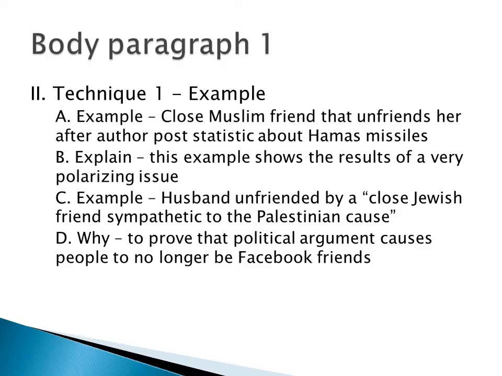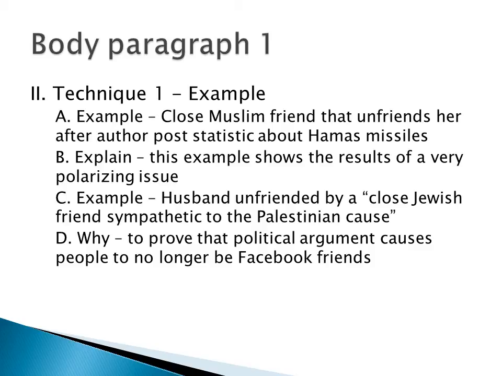Here's an example. Okay, the first technique I'm going to use is the example paragraph she uses. The first example she uses is a close Muslim friend that unfriends her after she posts statistics about Hamas missiles. Then I'm going to explain that this example shows the results of talking about a very polarizing issue. The second example that she uses is her husband was unfriended by a close Jewish friend sympathetic to the Palestinian cause. Why does she use this? To prove that political argument causes people to no longer be Facebook friends.